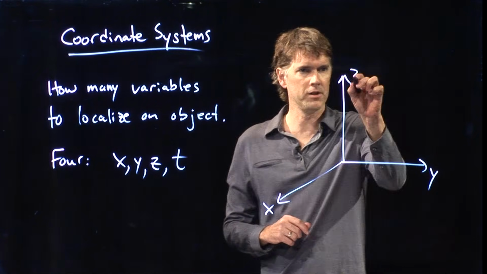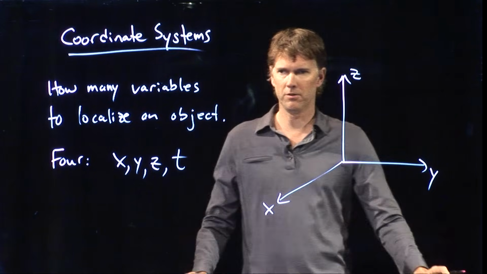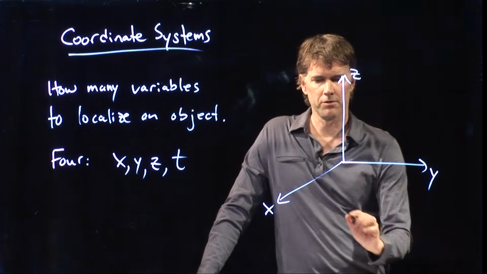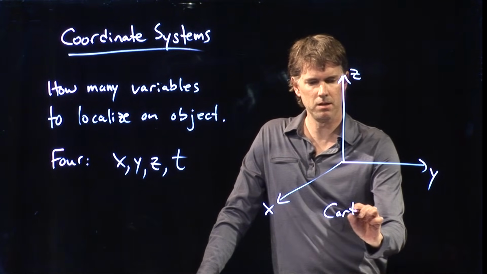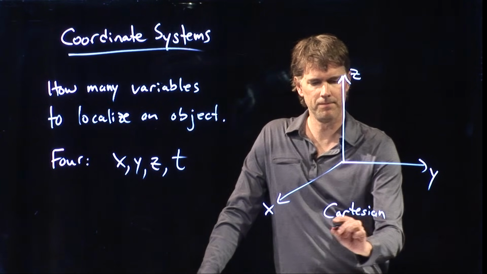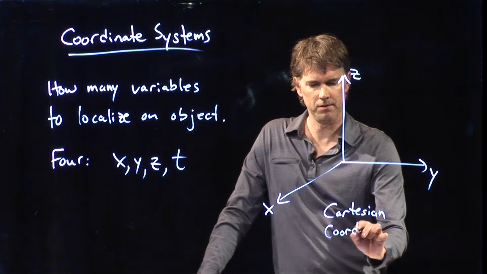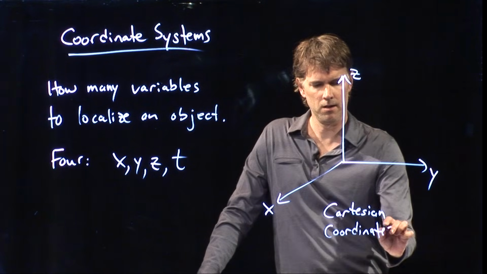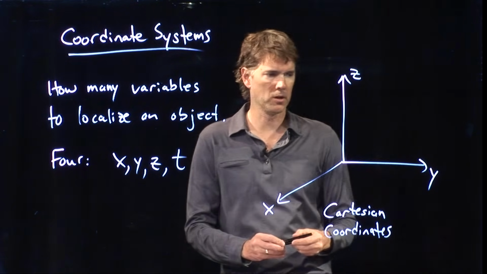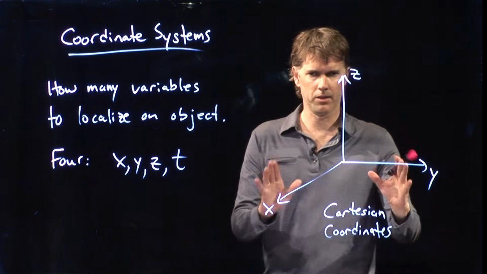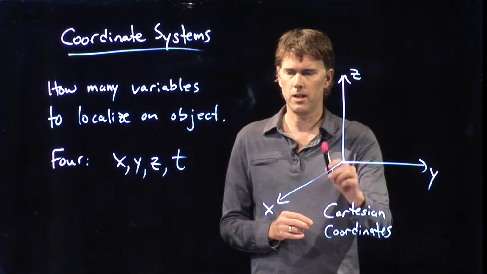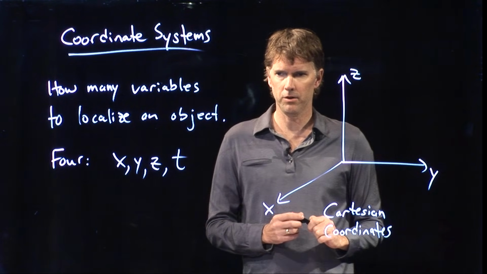X, y, z, where they're all at right angles to each other. This is, of course, called a Cartesian coordinate system. And it's named after Descartes. And when you're looking at a Cartesian coordinate system, make sure you draw it like this. This is something called a right-handed Cartesian coordinate system.